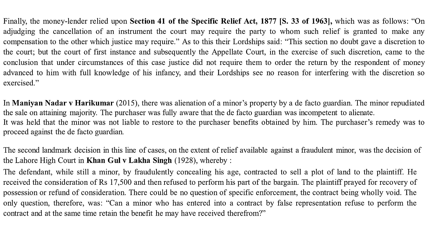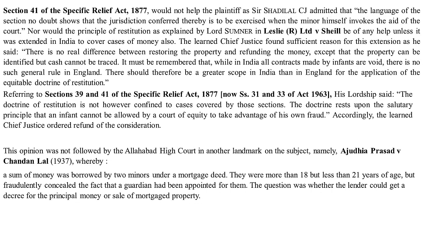There could be no question of specific enforcement, the contract being wholly void. The only question therefore was, can a minor who has entered into a contract by false representation refuse to perform the contract and at the same time retain the benefit he may have received therefrom? On that note, Chief Justice Shadi Lal noticed that section 41 of the Specific Relief Act of 1877 would not help the plaintiff, as the language of the section no doubt shows that the jurisdiction conferred thereby is to be exercised when the minor himself invokes the aid of the court.